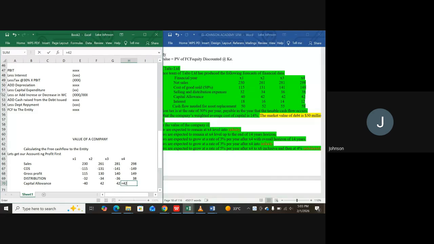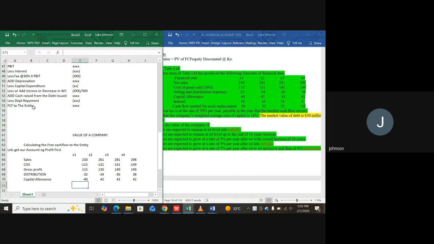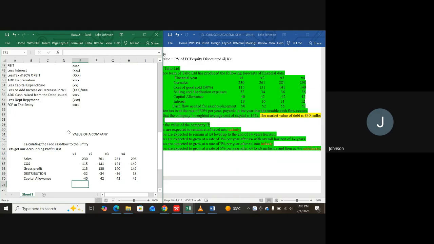Okay, fine. Oh, did I put equals to? I thought I was putting minus. Oh, okay. So let me redo that, please. That is supposed to be minus. Okay, so minus 42, minus 42, minus 42. Okay, that's fine.